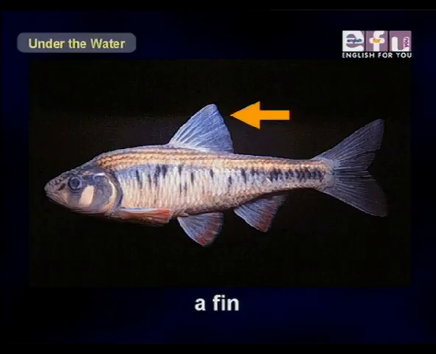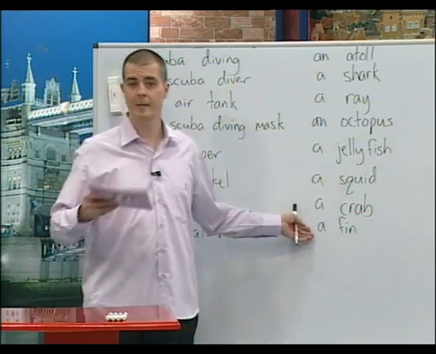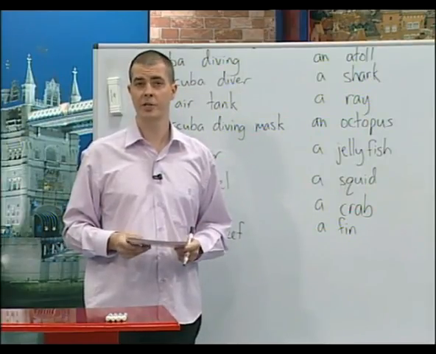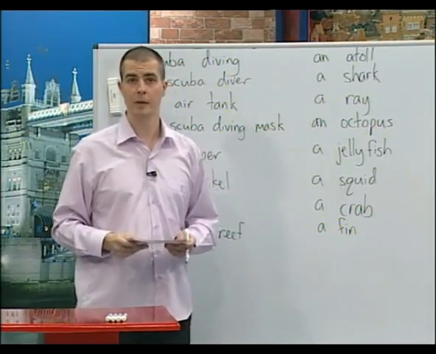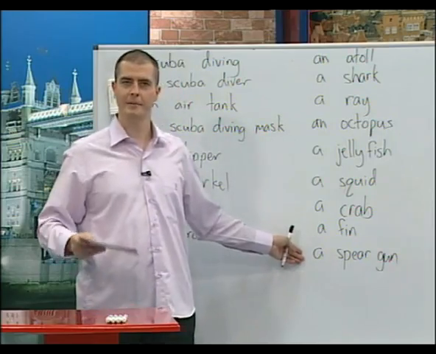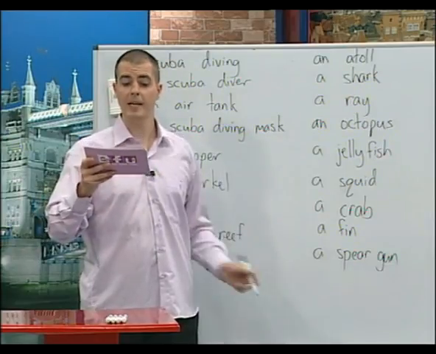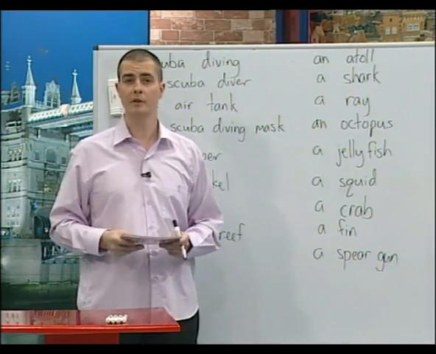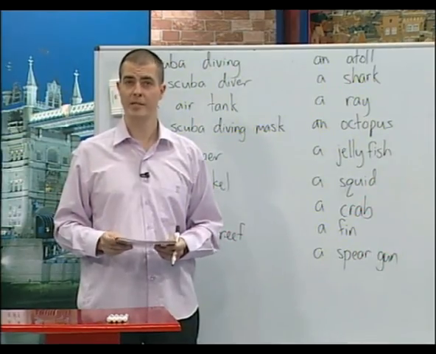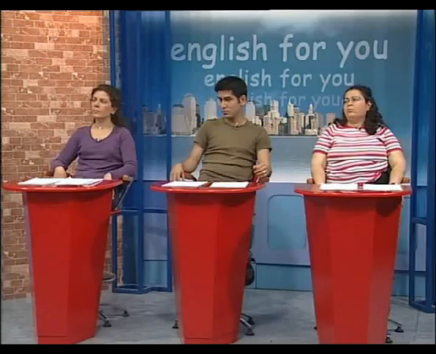A fin. A fin is one of the thin body parts of a fish that the fish uses to swim. Finally, a spear gun. A spear gun is a type of weapon used underwater which fires a pole with a sharp pointed end. Okay, let's go over these again.